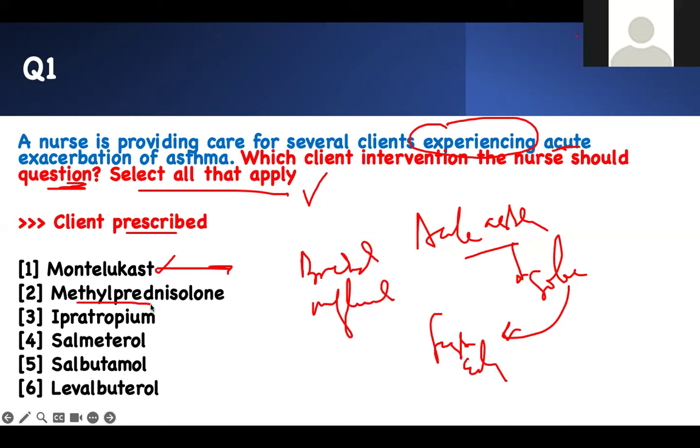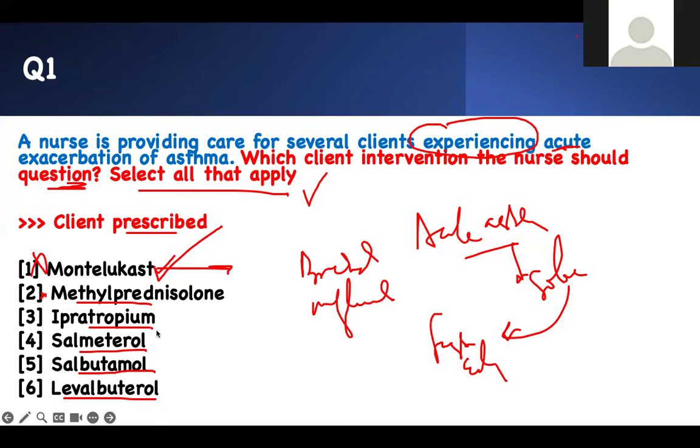Montelukast, methylprednisolone, ipratropium, salmeterol, salbutamol, albuterol. Think about it. Montelukast is for long-term treatment. You cannot use it for an acute flare, right? Therefore, which one should you intervene on? This one. Methylprednisolone can be used for an acute flare. Therefore, you don't need to intervene.